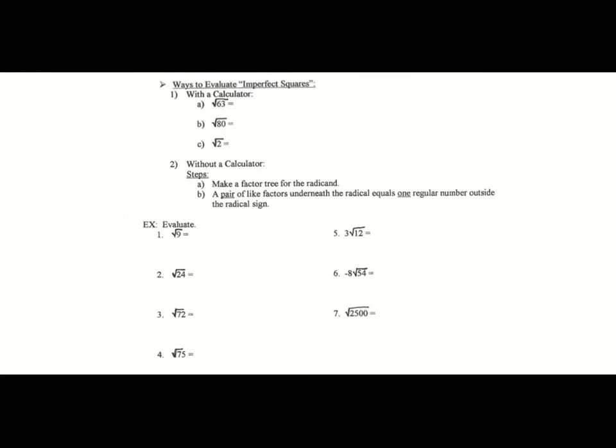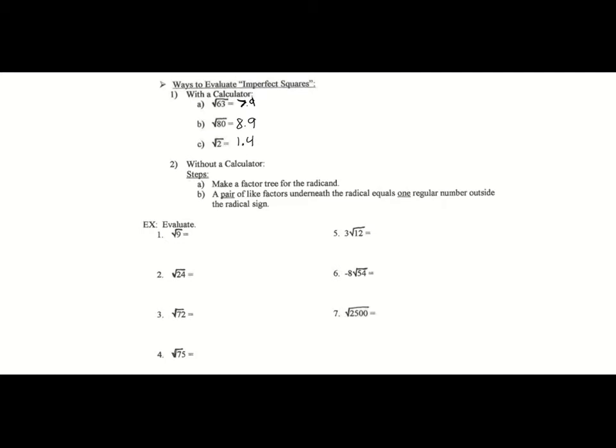When we get an imperfect square and we're trying to find the answer, we can do it two ways. Number one is with a calculator. You can type square root of 63 into your calculator and you should get 7.9. And if you can't find the square root button, make sure you raise your hand and ask me so that I can show you where it is because you're going to need it for your homework. Okay, square root of 80, you type that in, you get 8.9. And square root of 2, you type that in, you get 1.4.